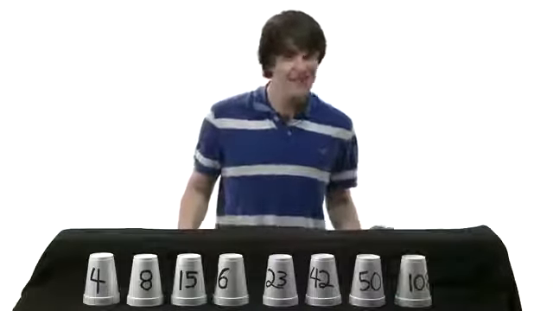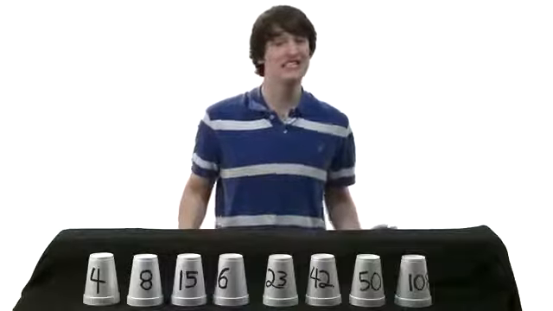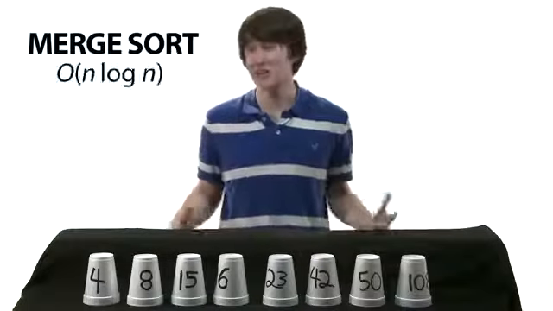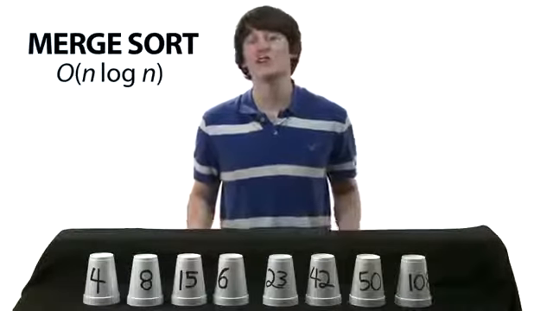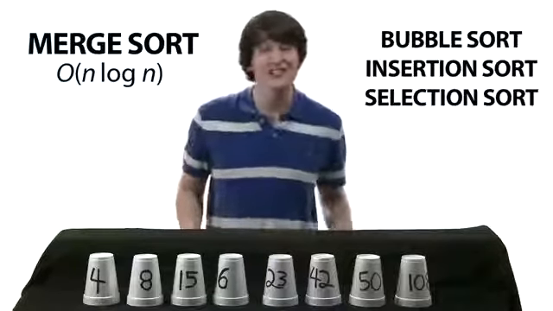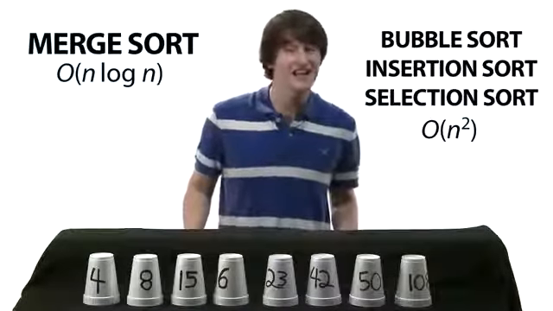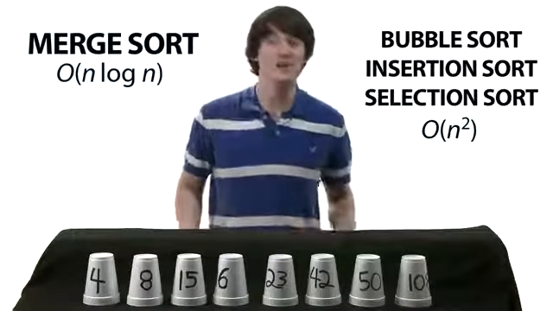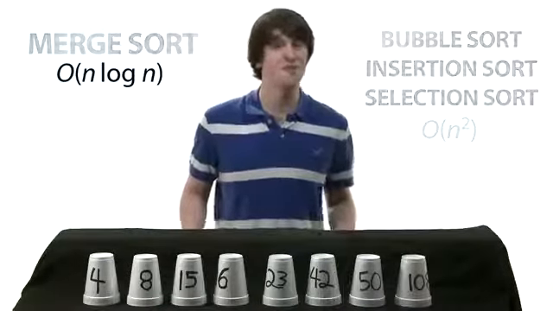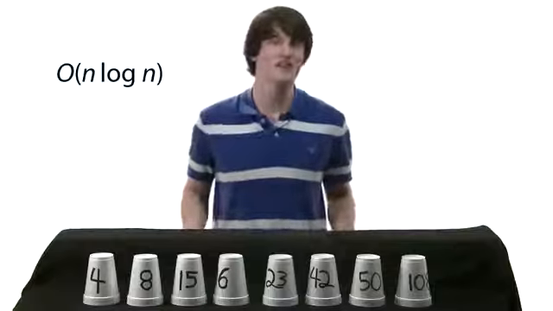So how fast was this exactly? In technical terms, merge sort is big O of n log n, whereas all of bubble sort, insertion sort, and selection sort are big O of n squared. In fact, as you'll learn soon, you won't be able to come up with a sort that performs better than big O of n log n in the general case. Again, don't worry about this big O notation if you haven't seen it yet.